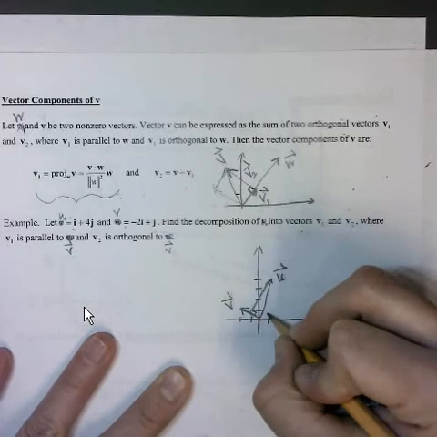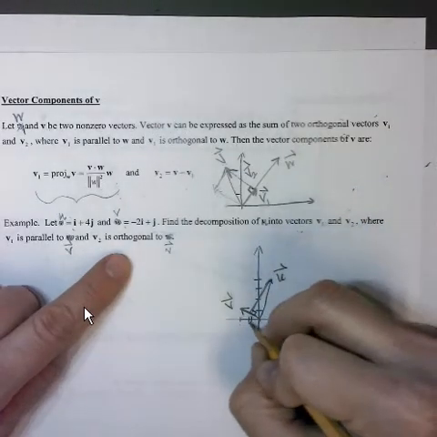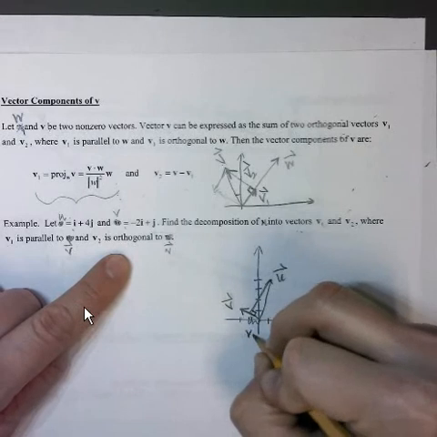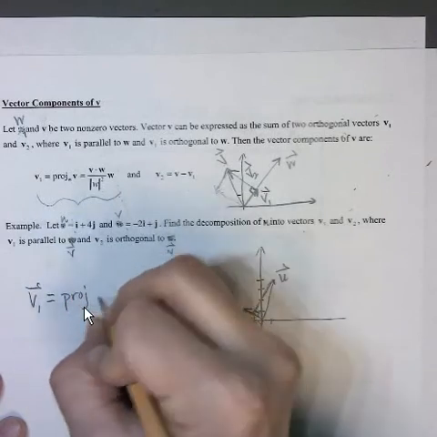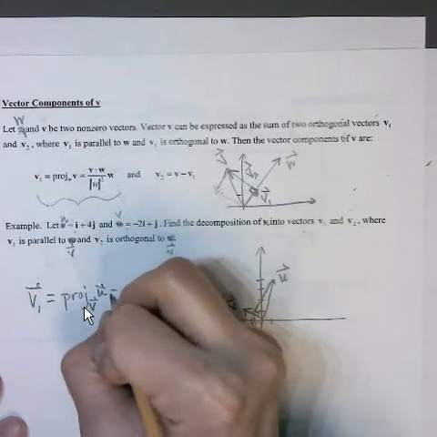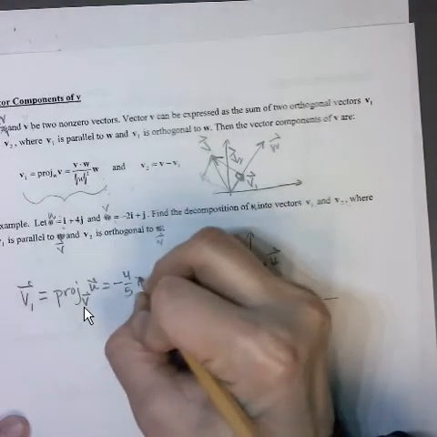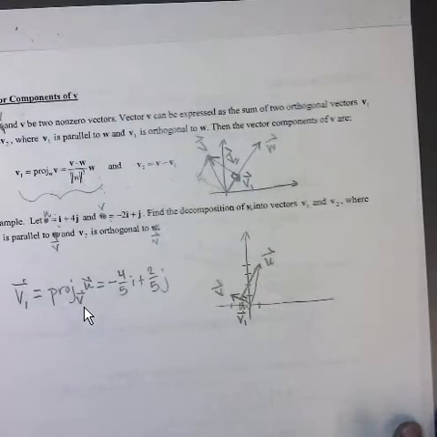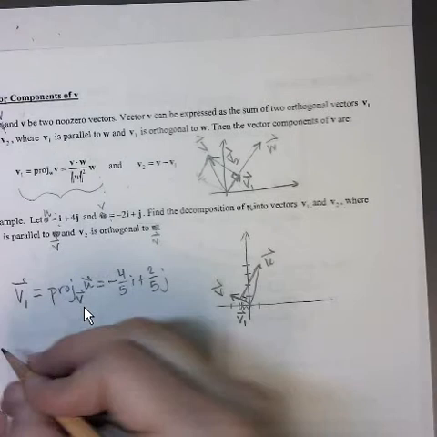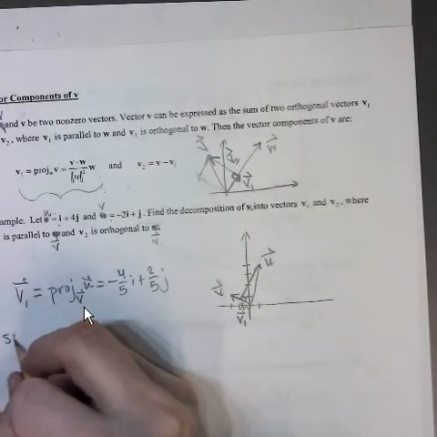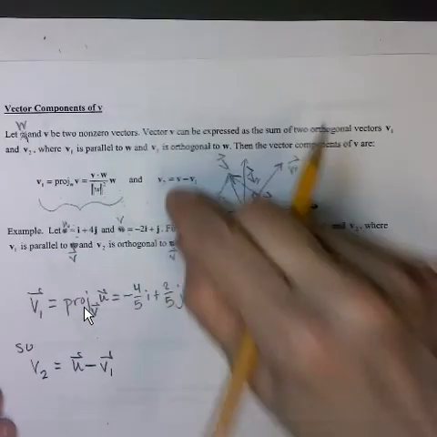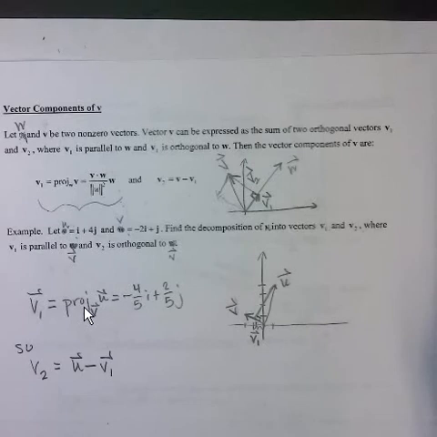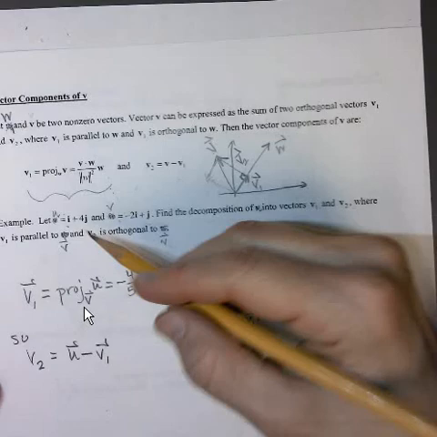So we already found v1 on the previous page. v1 is the projection of u onto v, which is negative 4/5 i plus 2/5 j. Okay, so that's our first vector. Now v2 is u minus v1. Okay, I used v's over here, but that's okay. So u is i plus 4j.